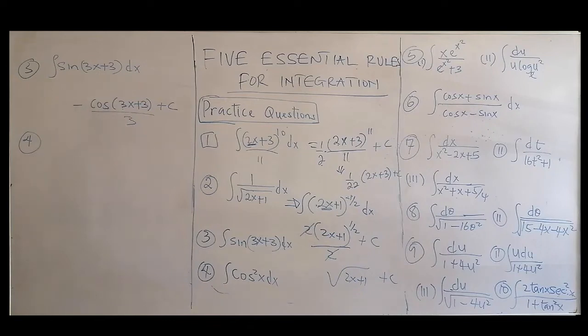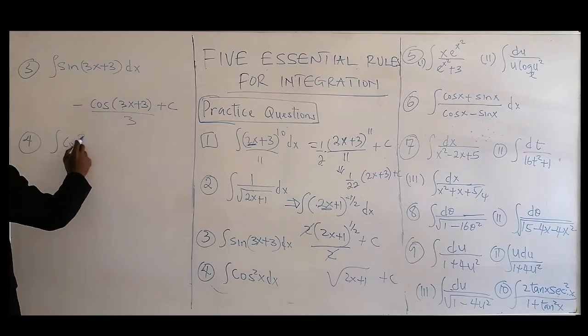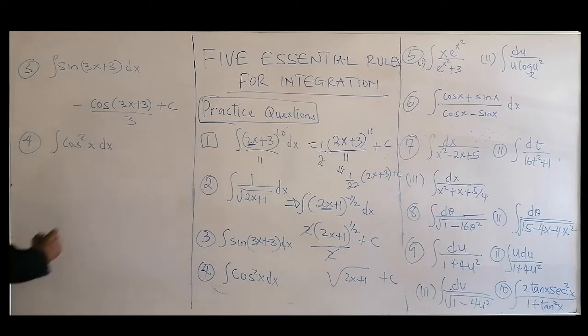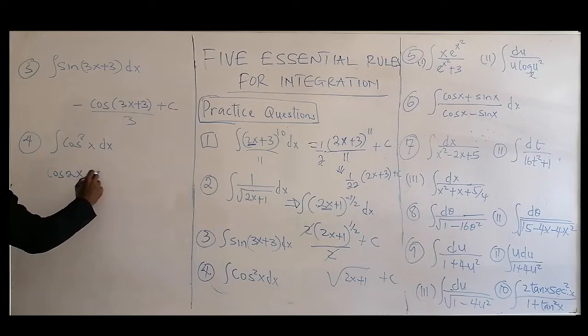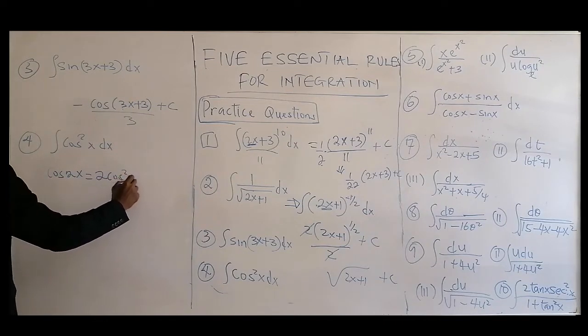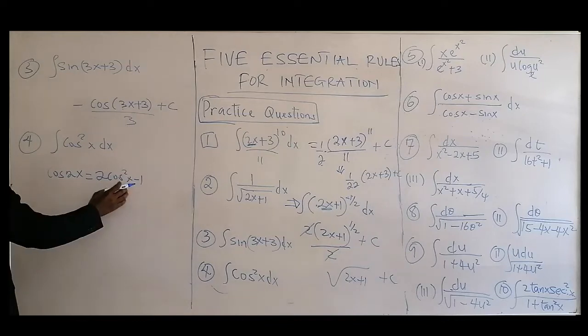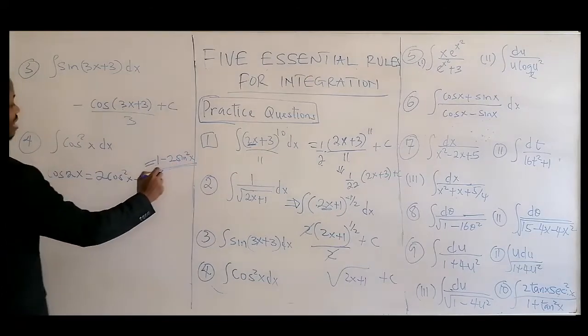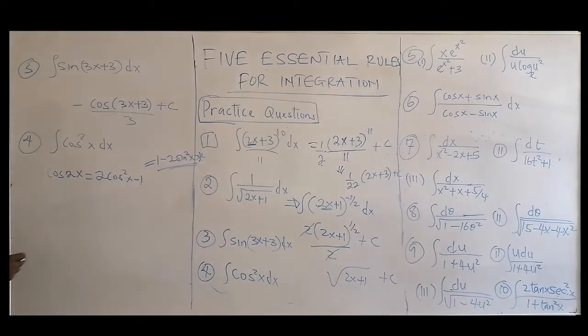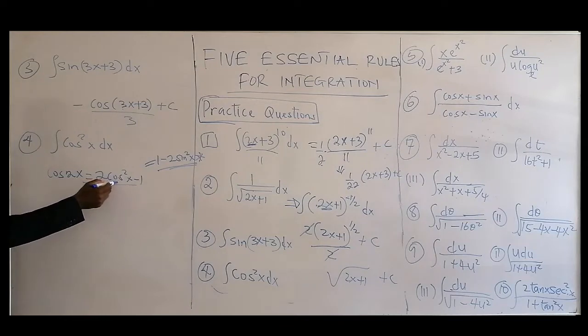Question 4. We have the integral of cos squared x dx. I've told us that in cases like this, we can't go further. All we have to do is to use an identity. And the identity I'm going to use is cos 2x equals what? 2 cos squared x minus 1. Don't forget that this is also equal to 1 minus 2 sine squared x. But this one will not be applicable for this question. This one is applicable because what we have is cos squared x. Then we try to make this the subject. Then move this minus 1 to the other side.